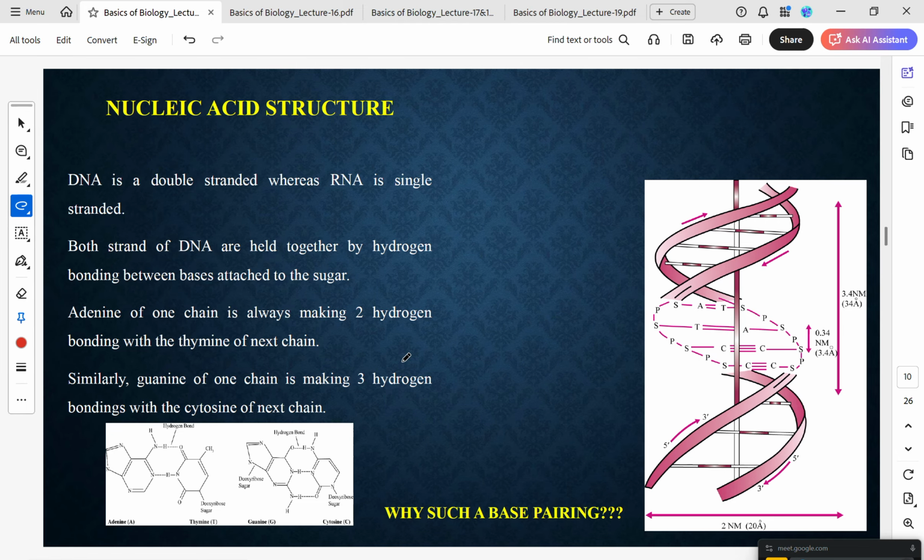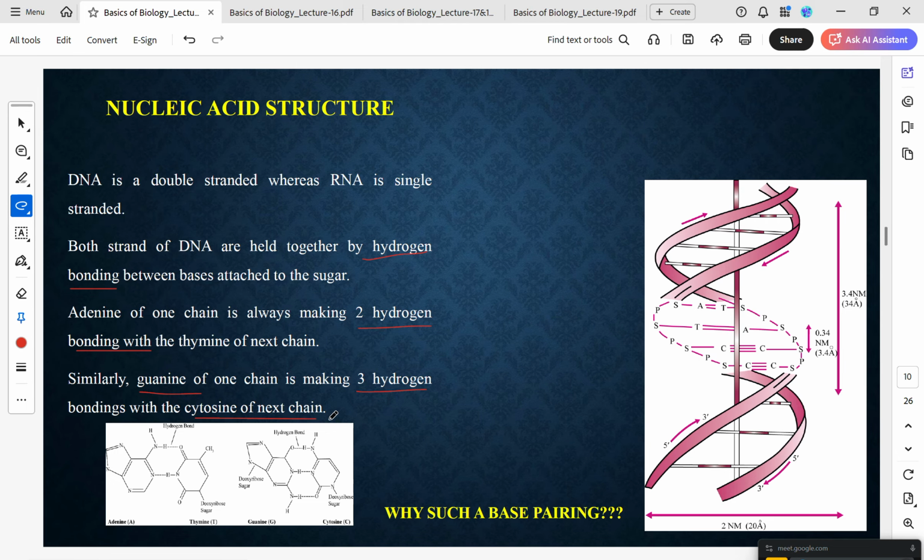So the double-stranded DNA structure is a helical structure because of how the base pairing occurs. Both of these strands are held together by hydrogen bonding between the bases attached to the sugar. Adenine will make 2 hydrogen bonds with the thymine of the opposite chain, whereas guanine will make 3 hydrogen bonds with the cytosine of the opposite chain.